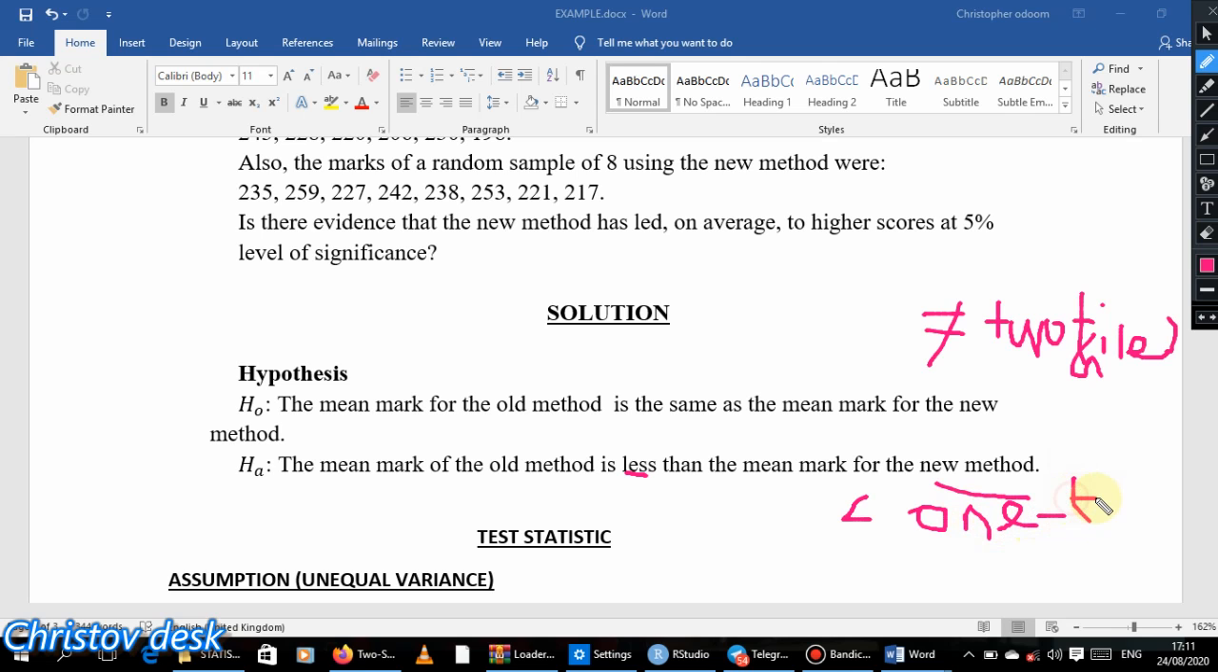So take note of the two-tailed and the one-tailed. When you get a typical problem you are reading, you should be able to identify whether what you are doing is a two-tailed test or a one-tailed test, because you will need that.